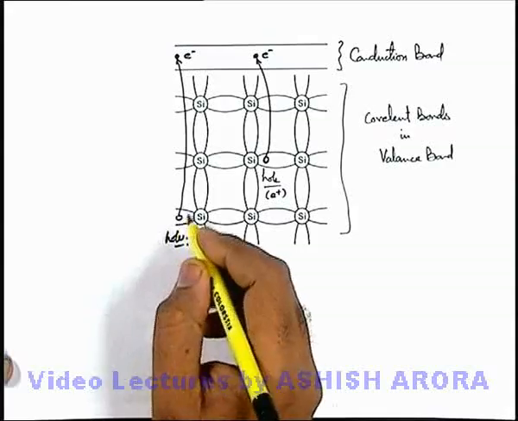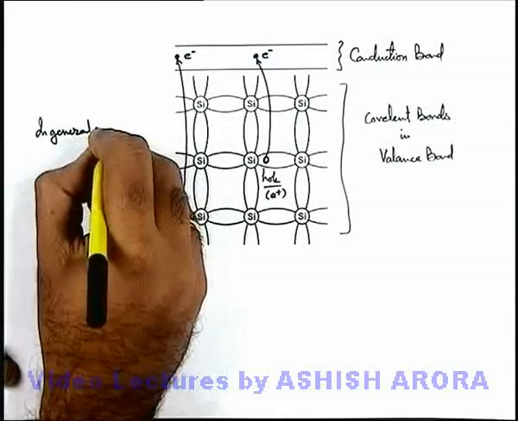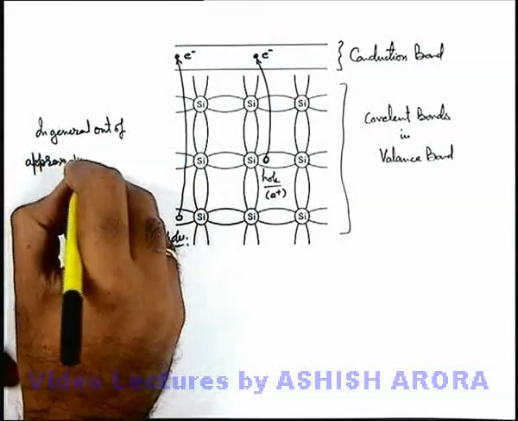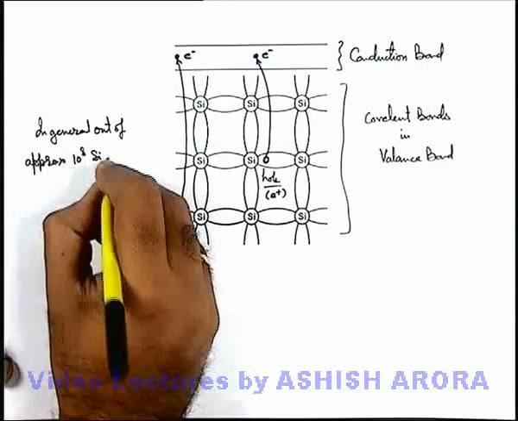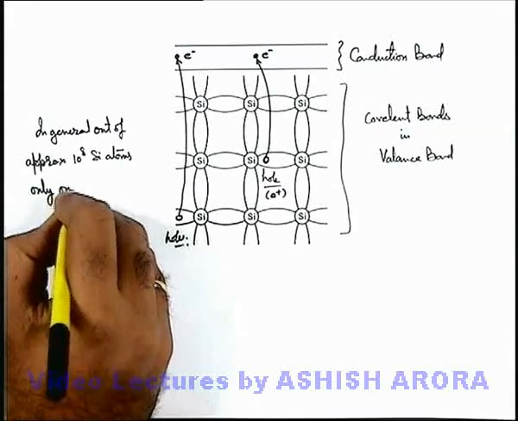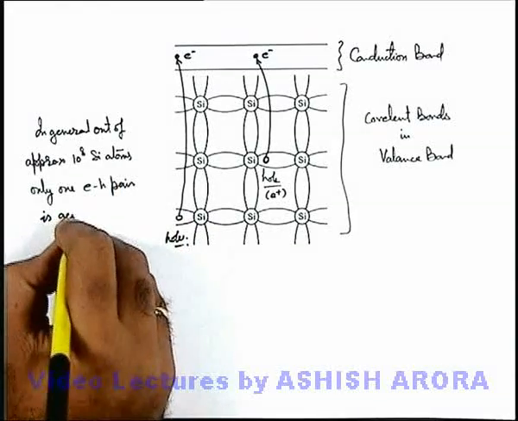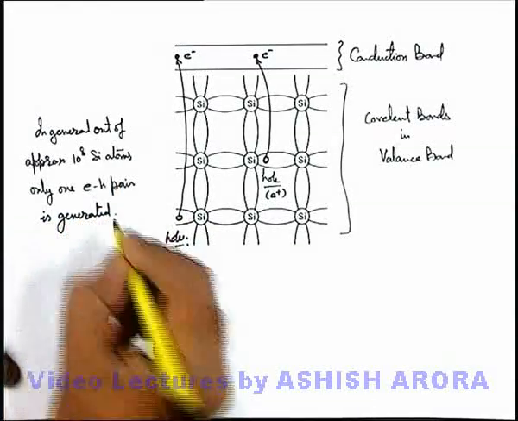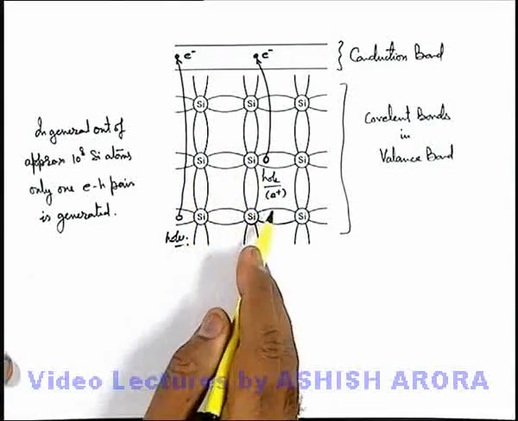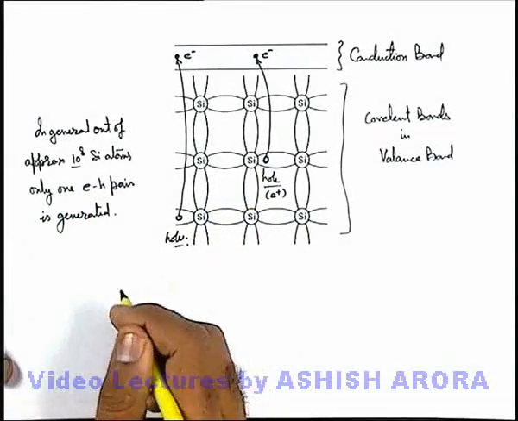We can state that in general, out of approximately 10 to power 8 silicon atoms, only one electron hole pair is generated. So you can just keep in mind that the density of electron hole pairs compared to the density of silicon is very low, approximately 10 to power 8 times lower.